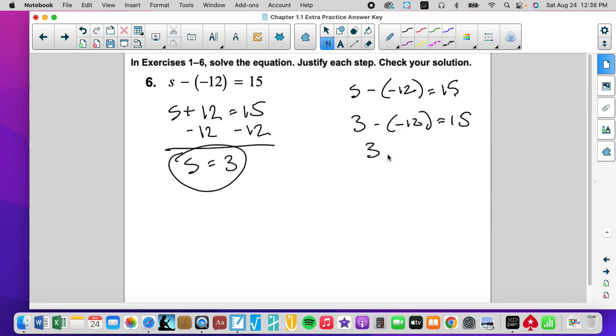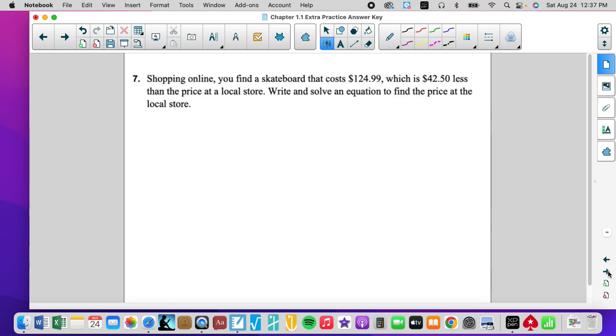That's very confusing to me. So I'd much rather simplify that, and we would simplify the left side and we get 15 equals 15, and that's good. Now we're on to word problems. Shopping online, you find a skateboard that costs $124.99, which is $42.50 less than the price at the local store. Write and solve an equation to find the price at the local store.